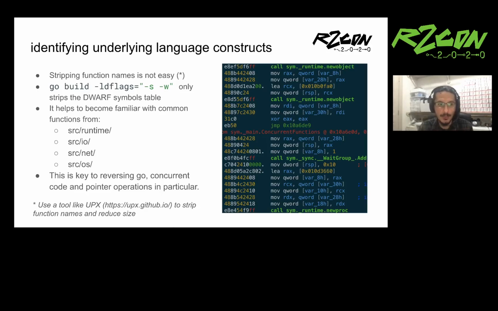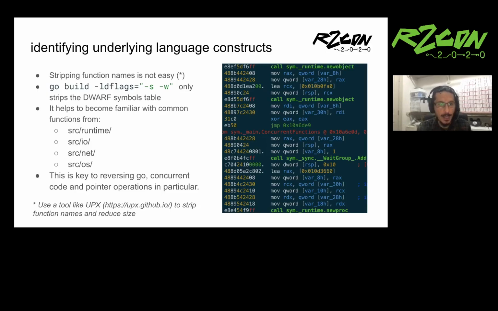So it helps to become familiar with common functions from the Go internals. Mainly, I have found it very useful to be familiar with these functions and know what they do: the runtime, io, net, and os packages. This is again the key to reversing Go and concurrent code in particular, because we will be able to use knowledge of these functions to identify when certain functions are called in an asynchronous manner as goroutines. And we will identify a lot of what's happening in your code by being familiar with them.